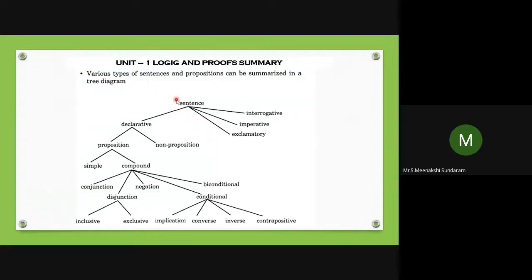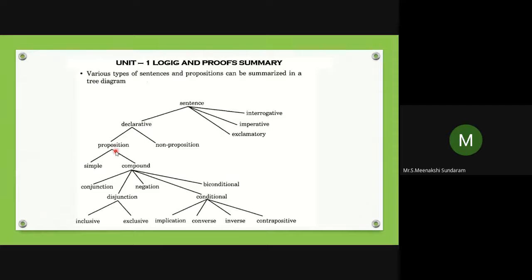A sentence may be declarative, interrogative, imperative, or exclamatory, and so on. Those others are not propositions; only a declarative sentence is, so we can declare whether it is true or false. A declarative sentence can be classified in two ways: propositions and non-propositions.